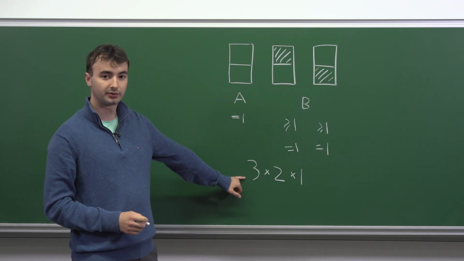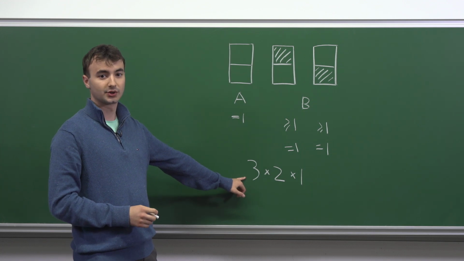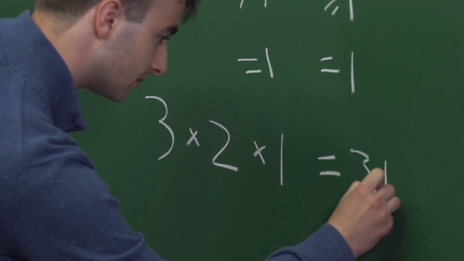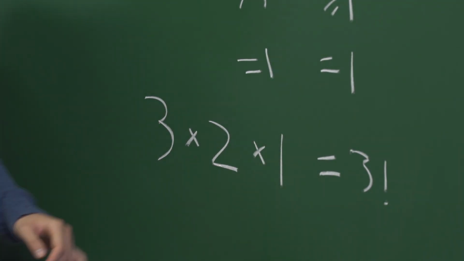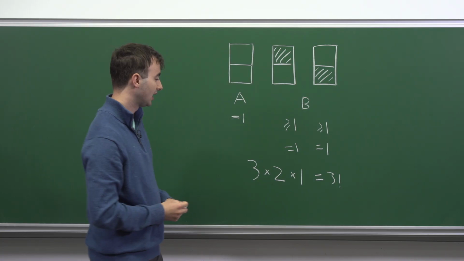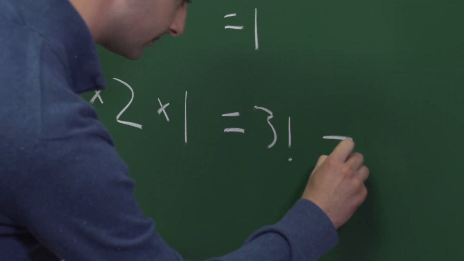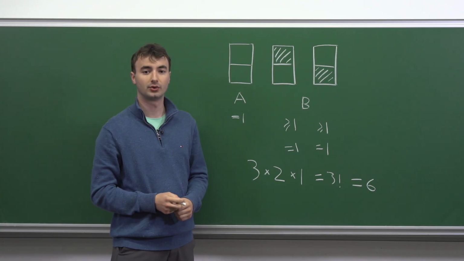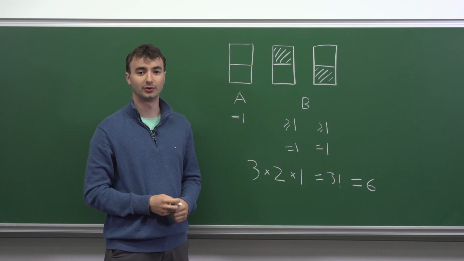This gives us an answer of 3 times 2 times 1, also known as 3 factorial, which is usually denoted by an exclamation mark. And this gives us an answer of 6. So there are 6 ways of arranging the dominoes using exactly one type A domino.